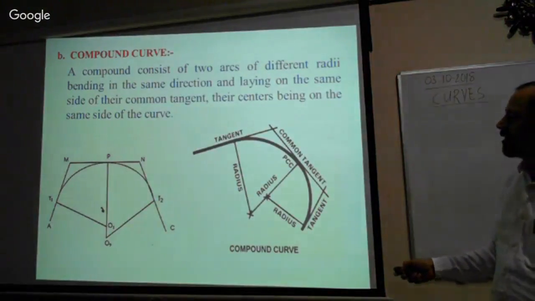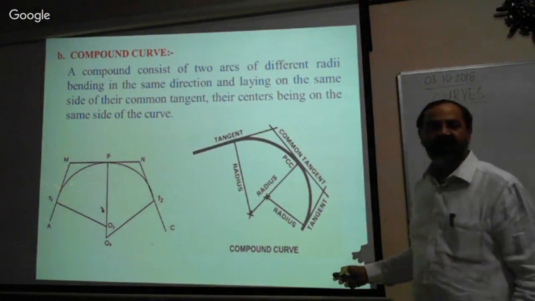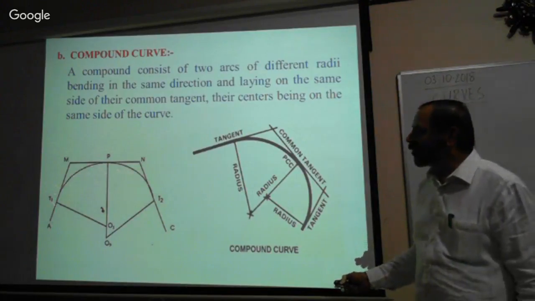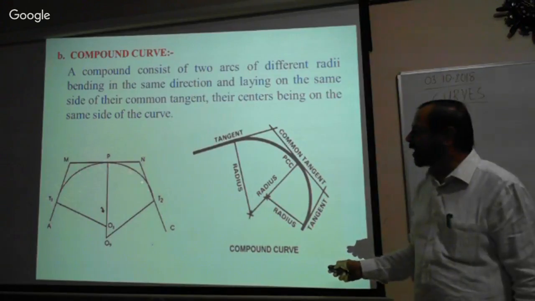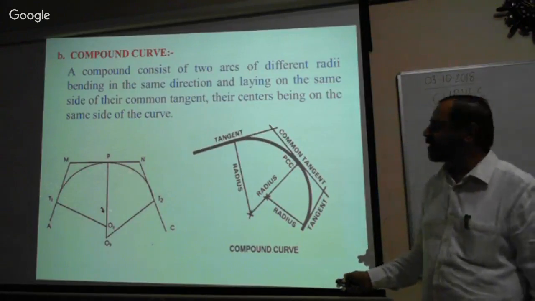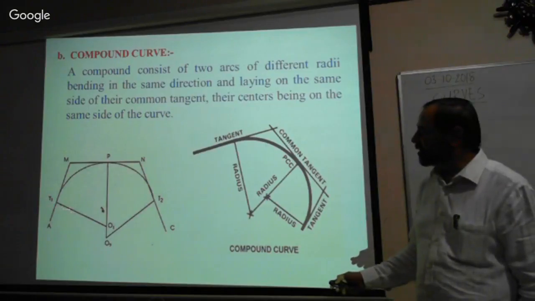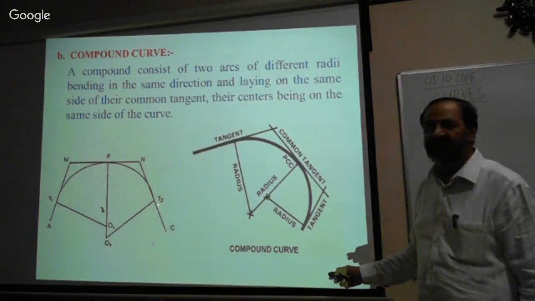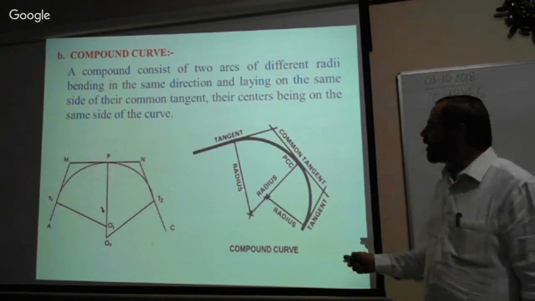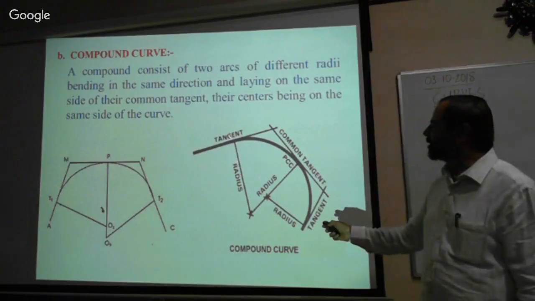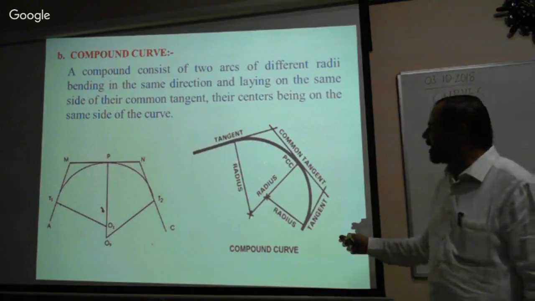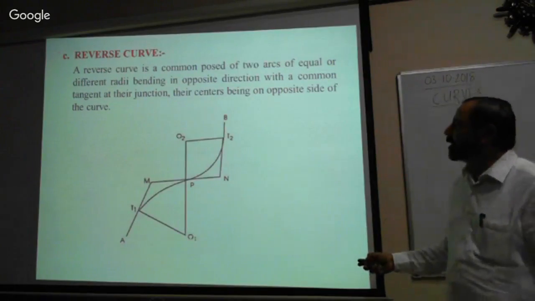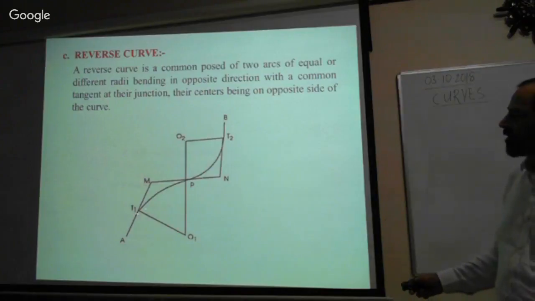And similarly, this is the compound curve. A compound curve is a curve consisting of more than one curve having different radii. From here to here it is one radius, and from here to here is another radius, isn't it? In this case, the radius of this curve is smaller and the radius of this curve is larger. If you come to this one, the radius of the first curve is larger and the radius of the second curve is smaller.